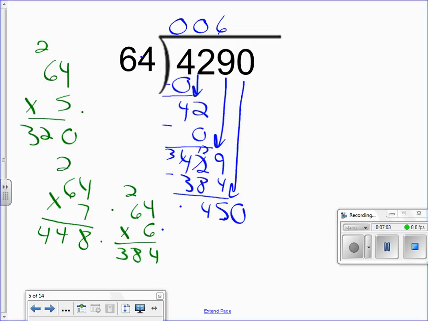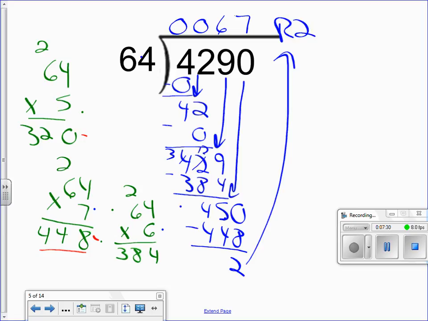How many times can 64 go into 450? Now, take a look at the work you've already done. 450. Nope. Right here, this number is the closest to 450, so I know it. We're going to be going times 7. Got a 7. 64 times 7 equals 448. Let's subtract, got a 2. Bring that back up. Remainder 2.